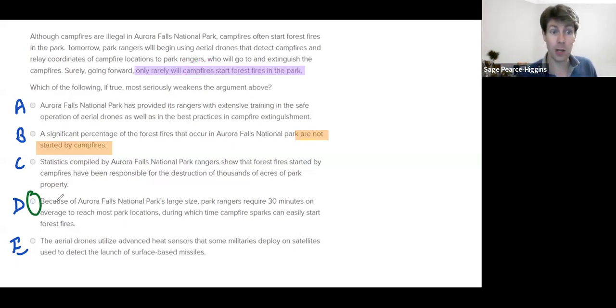So the correct answer is going to be D for this one, and it points to something which some of you even mentioned about the time taken. Yes, fair and good plan, but what if it takes them a long time to respond to the fires? That would be a hole in the plan.